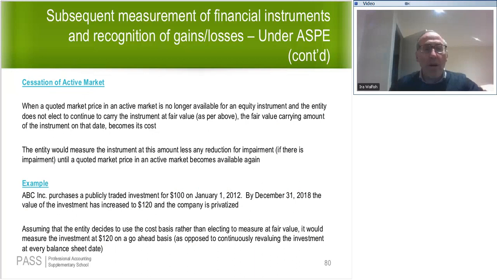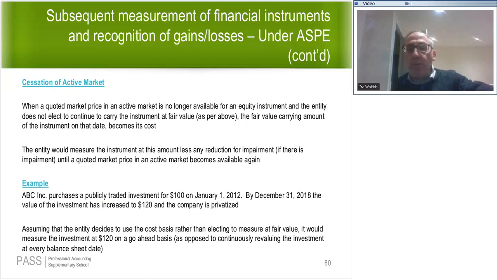However, the fair value of the instrument on the date that the company was privatized becomes its opening cost value that I will now be using for the purpose of using the cost method. I'll demonstrate this in just a moment by way of example.